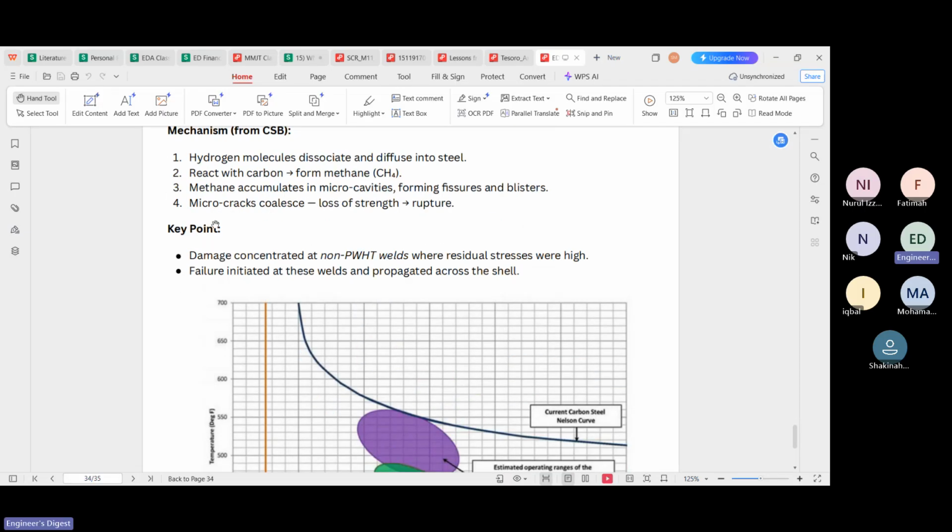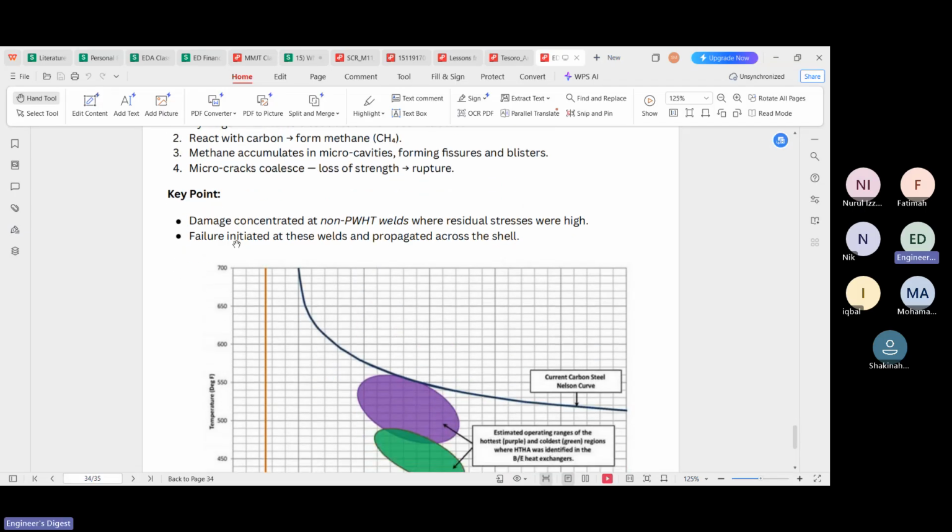Okay. So the key point from this case study is the damage concentrated at the non-PWHT weld. It started with the weld, and this weld was required to be PWHT, but it was not. Residual stress was very high. Residual stress comes from the welding process. For carbon steel above 38 mm thickness, we need to do PWHT. Or if it is above 32 mm, we need to do a preheat. Why do we need to do that? It's because we want to reduce or eliminate the residual stress.